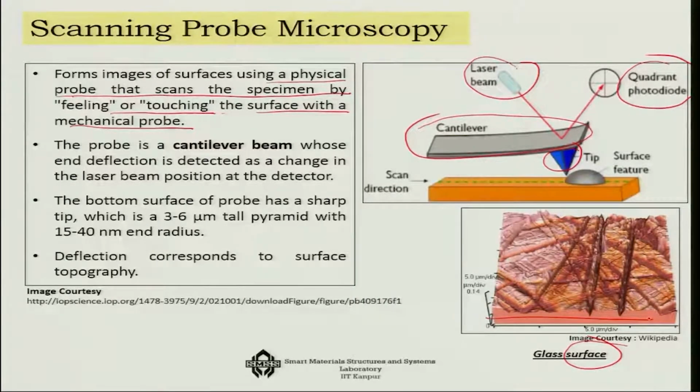So, the very important tool in scanning probe microscopy is the cantilever beam, whose end deflection is what we detect and register as a change in the laser beam position at the detector. The bottom surface of the probe has a sharp tip, which is just a 3 to 6 micrometer tall pyramid with a 15 to 40 nanometer end radius.